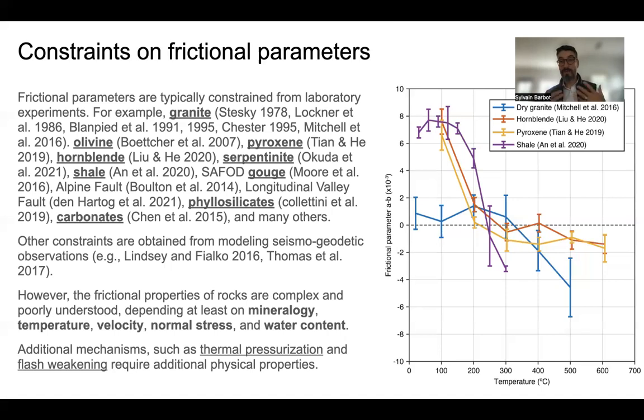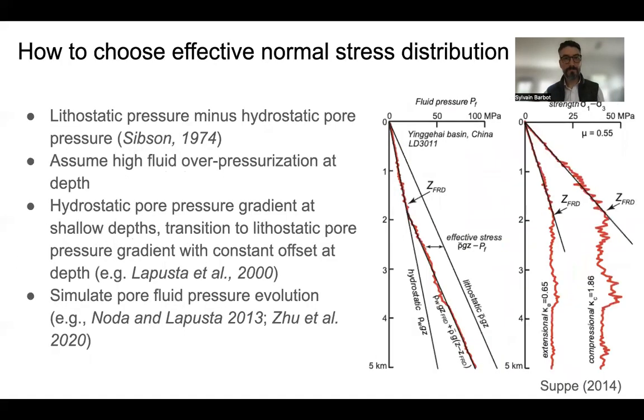And then that's just for friction. So if there is additional mechanism, poroelasticity, or even on the fault, like thermal pressurization or flash weakening, that involves describing the frictional properties of even more parameters. So it is not something that is straightforward and completely figured out at the moment.